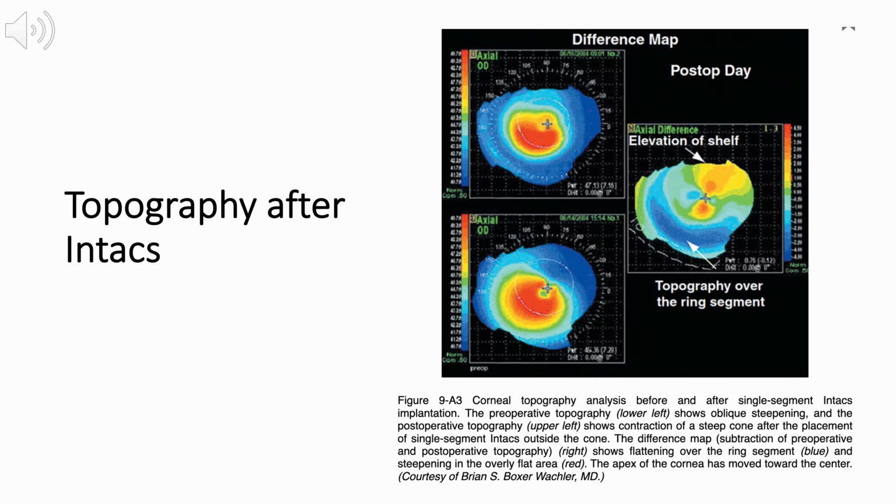The difference map, seen on the right, which subtracts postoperative from preoperative measurements, highlights flattening over the ring segment, blue areas, and persistent steepening in the overly flat region, red areas. Overall, this shift moves the corneal apex closer to the center, illustrating how Intacs can reshape corneal architecture and redistribute corneal curvature to improve visual function.